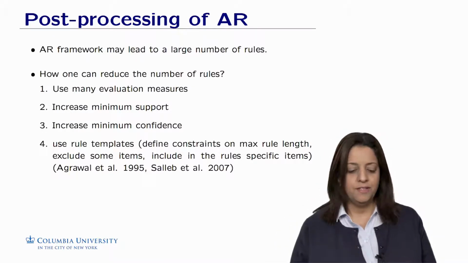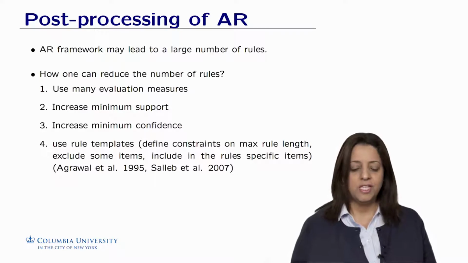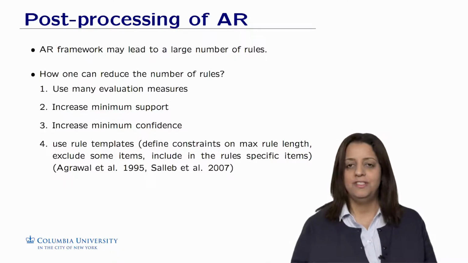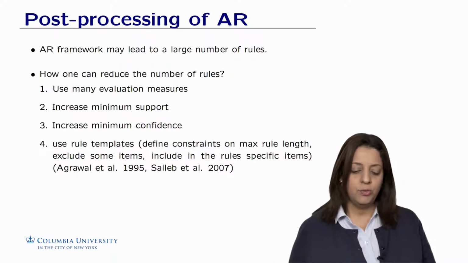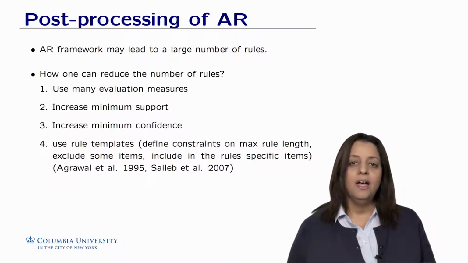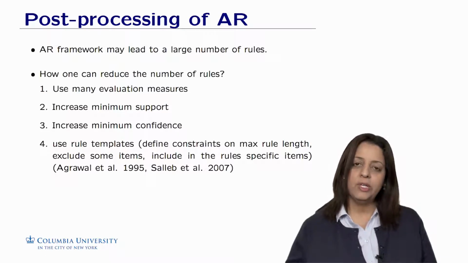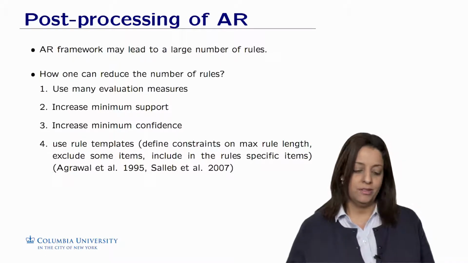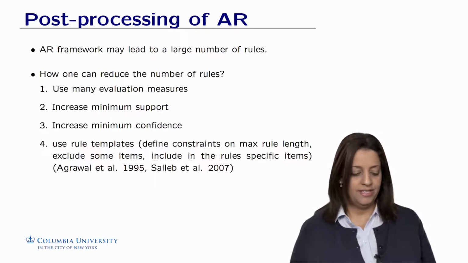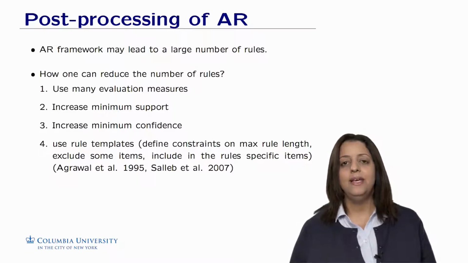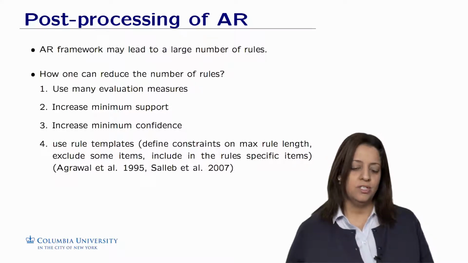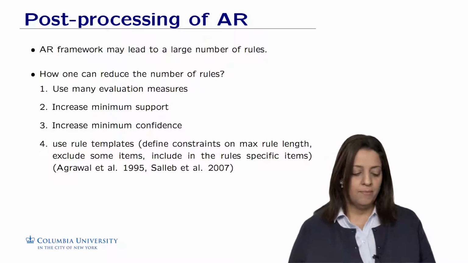We have seen the pair support and confidence. We could make it a triplet: support, confidence, interest. There are also other evaluation measures that were proposed in the literature. What we can do also is to increase the minimum support. The more you increase the minimum support, the fewer frequent patterns you generate and the fewer rules you will generate. We could also increase the minimum confidence, which means that we are really interested in very strong associations that are, let's say, confident by 80 or 90%.